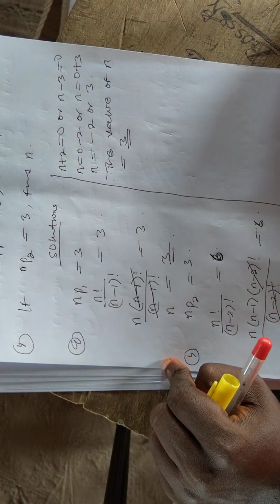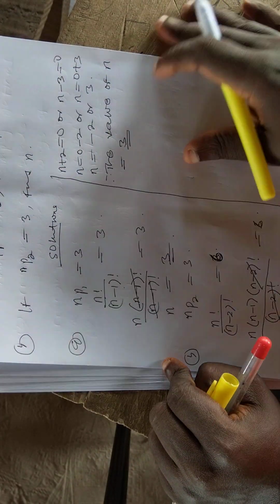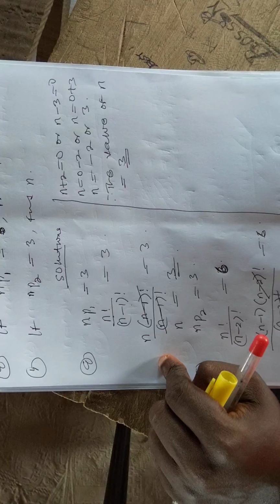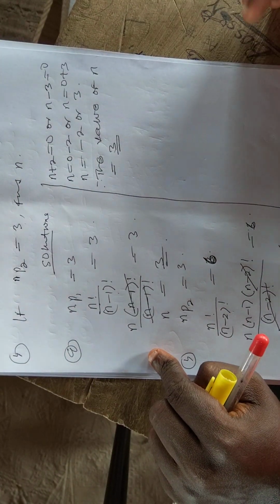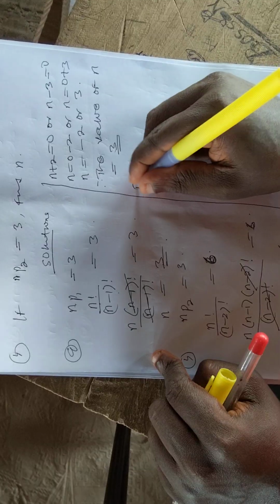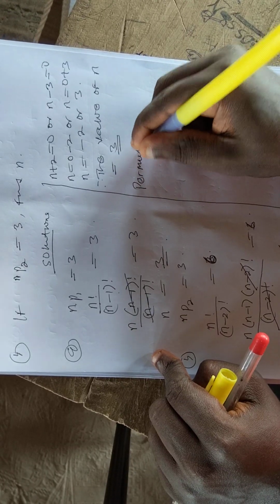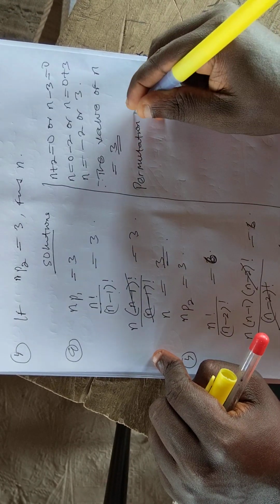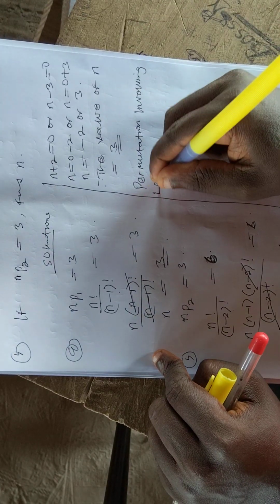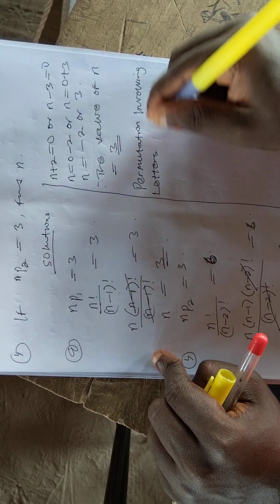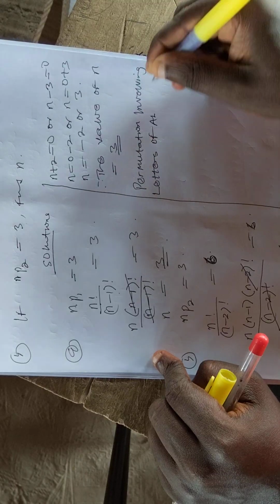So let's take other examples. So this time around, we want to look at permutation involving letters of alphabets.